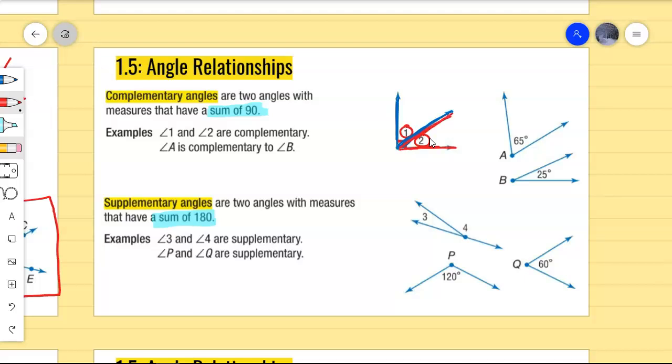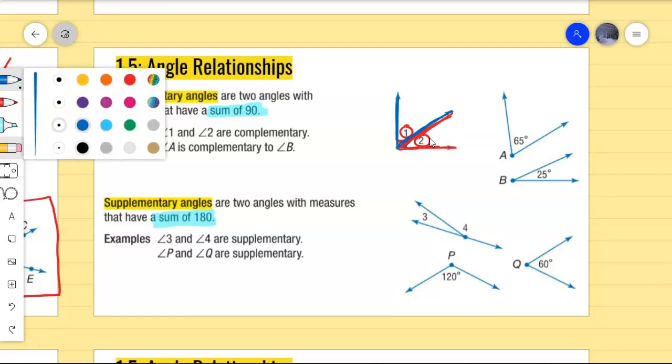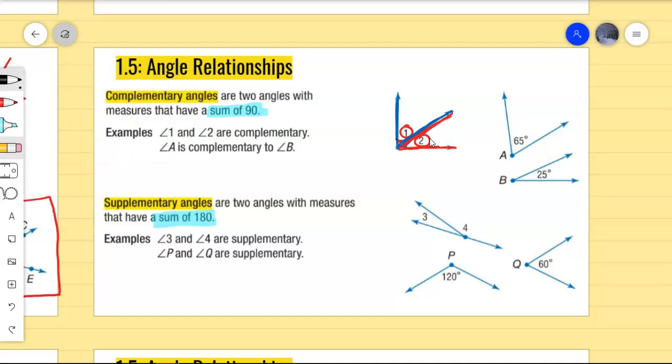Notice how the red angle and the blue angle, 1 and 2, are going to add up to that symbol that was there, and the symbol that was there was the 90-degree symbol, all right? So these are complementary. Same goes for angle A and angle B. Angle A is 65 degrees, angle B is 25 degrees. If you add 65 and 25, you end up with 90 degrees.